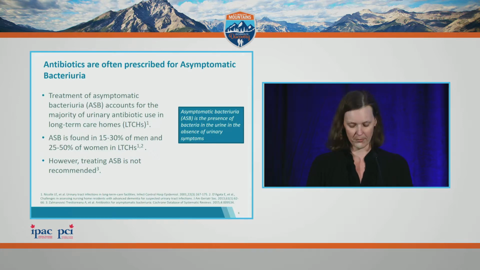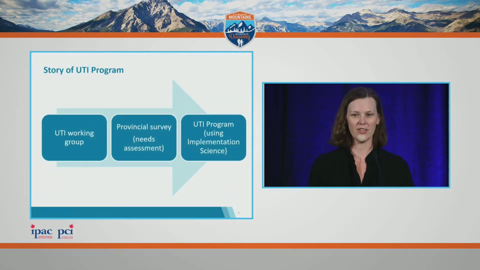15 to 30% of men and 25 to 50% of women in long-term care will have some bacteria in their urine. It doesn't require treatment because it's not actually doing any harm. It's just that the bacteria is simply there. However, when we do treat this asymptomatic bacteriuria, it means we're using antibiotics on something that doesn't actually need it. So I just wanted to give you that as a little background and some context for the program that I'll be discussing.